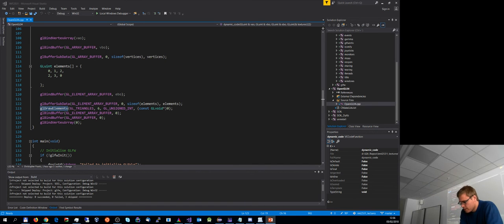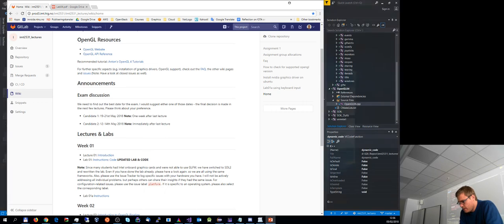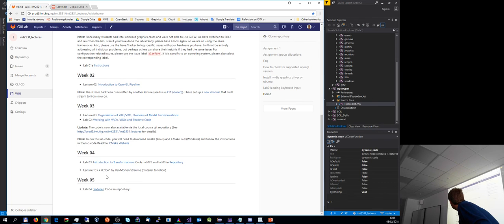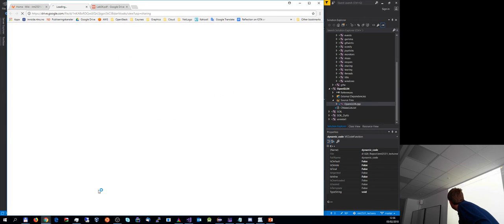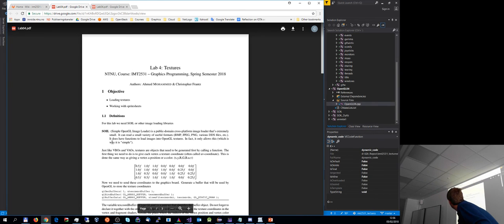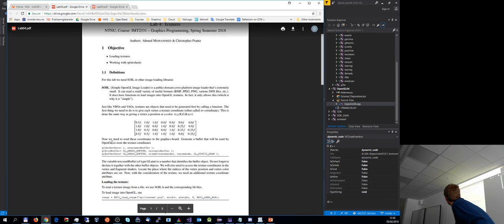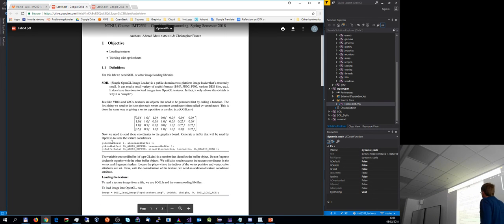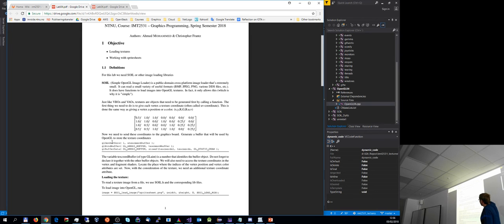Cool. In terms of the lab, the instructions should be as usual down here in the textures section. Ahmed did a good job again in describing the structure of the VBO layout, and we are using the SOIL library, right?